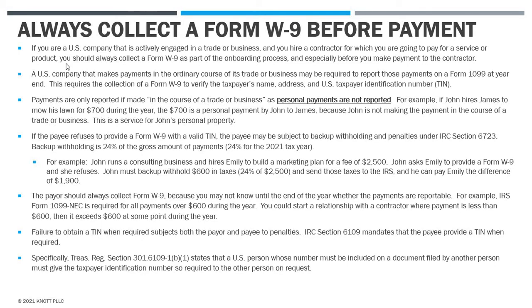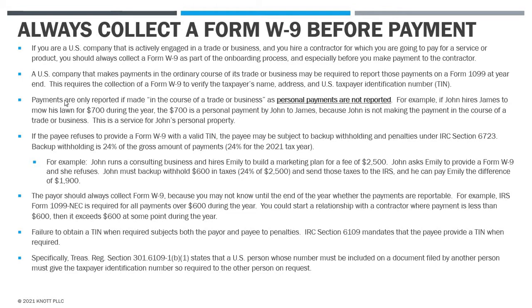or that company. So a U.S. company that makes payments in the ordinary course of its trade or business might be required to report these payments on 1099s, which requires the W-9 because you need to collect the recipient's name, address, and U.S. taxpayer ID number. These are all fields that are reported on 1099, and you need all of these elements in order to get the 1099s filed with the IRS and have them accepted.